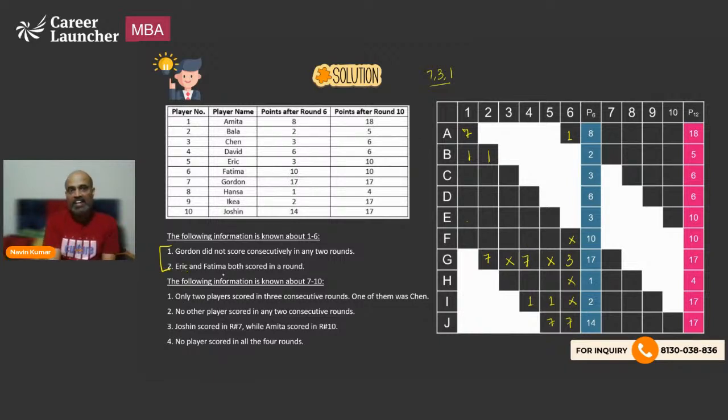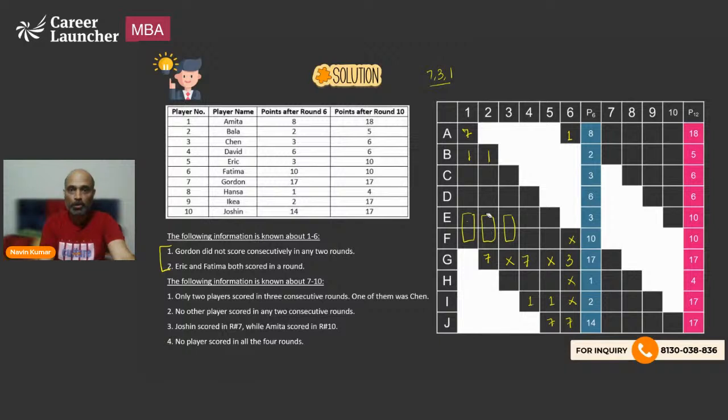Second point says E and F both scored in a round. So E and F, they both need to score in a round. That means, can I say a particular column for E and F, we should be able to fill it up? That means in that column, only one number is already visible because we are going to put 2 numbers for E and F in a particular round. So can we put 2 numbers here? No, because 7 and 1 are already there. If I put 2 numbers, at least 7 or 1 will get repeated, or 3, 3 will get repeated. So it can't be round number 5. Can we do for round number 4? No, we can't because 7, 1 is already there.